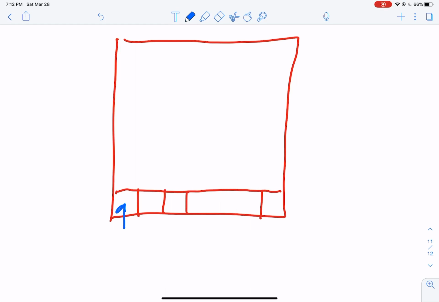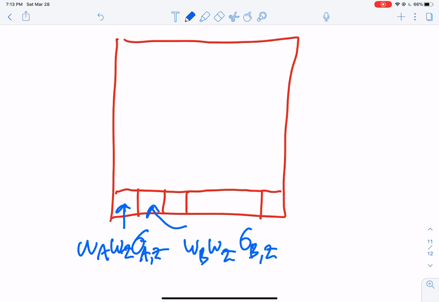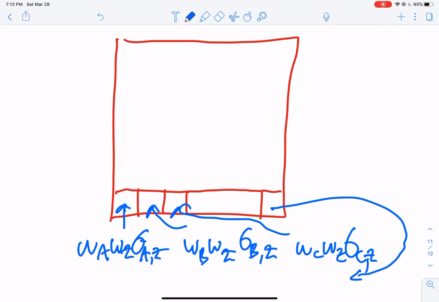So here we'd have the weight in A times the weight in Z times the covariance of the returns of A and Z. And here we'd have the weight in B times the weight in Z times the covariance of the returns B and Z. And here would be the weight in C times the weight in Z times the covariance of the returns of C and Z. And then here, last term, we would have the weight in Z squared times the covariance of Z with Z, which of course is the variance of the return of Z. And that's what we have.